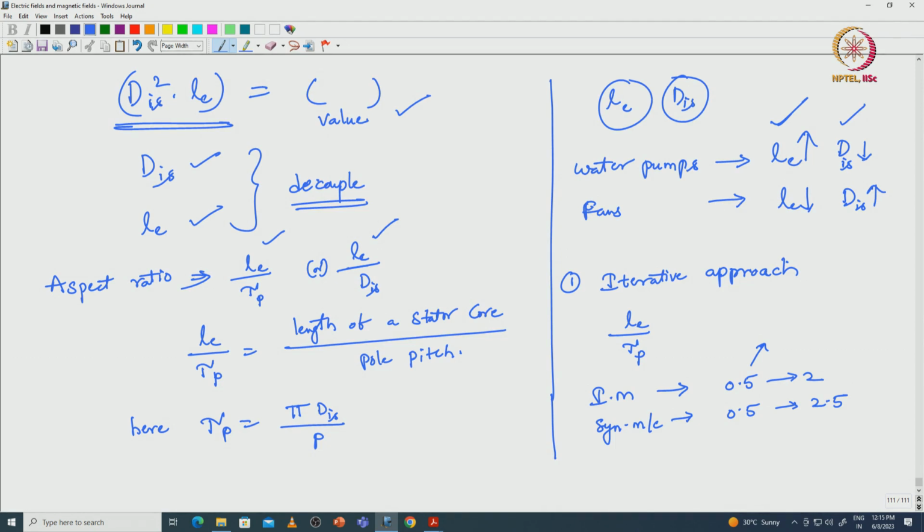For example, in a water pump application the length should be higher and D should be smaller, right. So for this we have to select a higher value of L by tau p. And similarly for DC machines, the aspect ratio will be 0.5 to 2. These are the iterative approach numbers as per the literature as well as the standards.